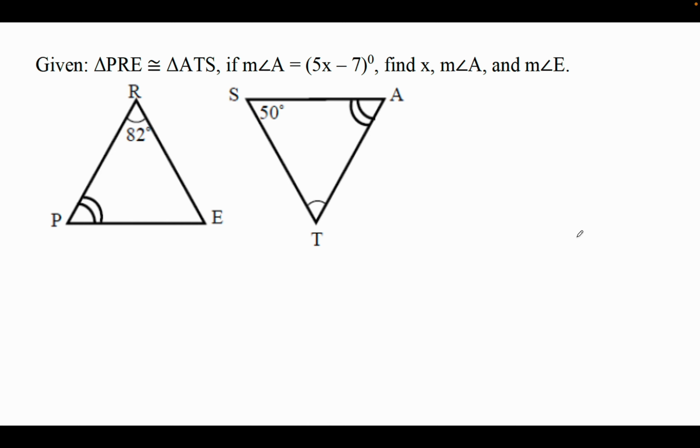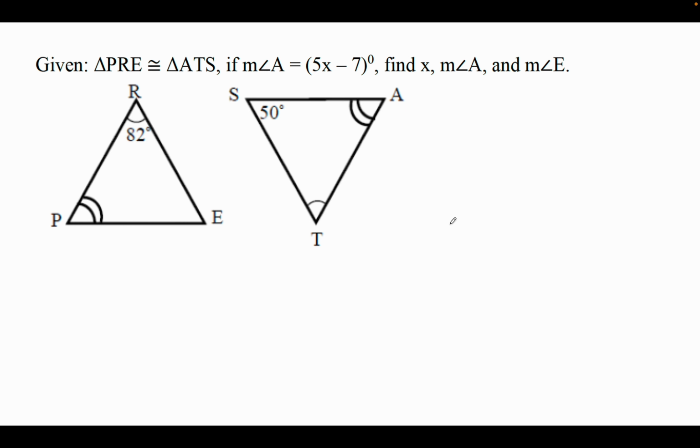Okay? Then, how about this one? Mukhang marami ako ditong provide na example for better understanding. So, given triangle PRE is congruent to triangle ATS. If angle A is equal to 5x minus 7 degrees, find x, measure of angle A, and measure of angle E. So, it's somewhat similar to what we discussed earlier.